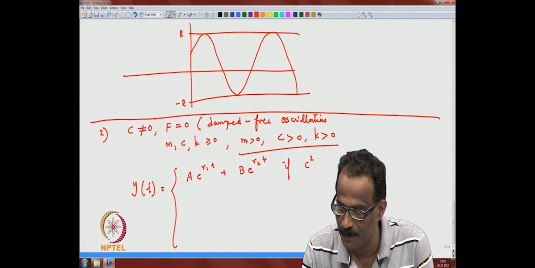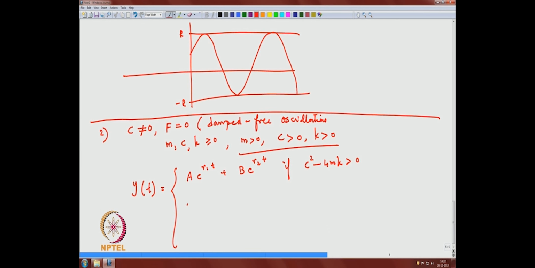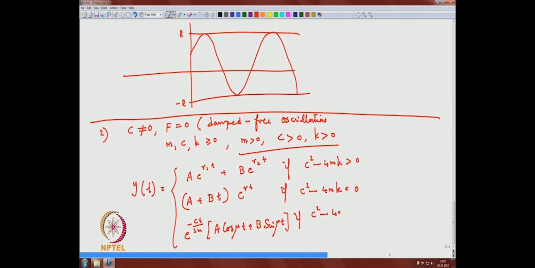If I write down that one, it will be c square minus 4 m k positive, and it will be a plus b t into e power r t if c square minus 4 m k equal to 0, and it will be e power minus c t by 2 m, maybe a cos mu t, exactly write down, plus b sin mu t if c square minus 4 m k negative, and where what is mu?